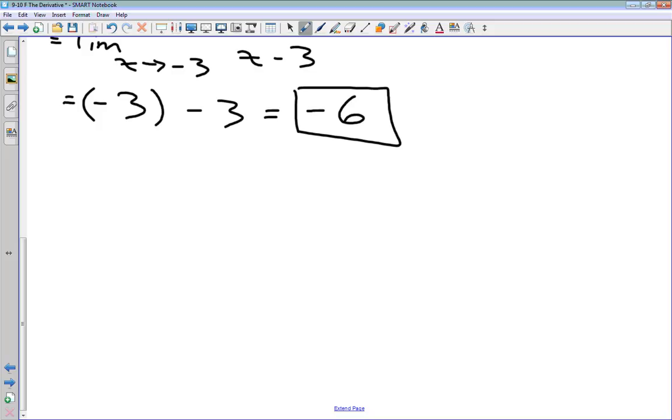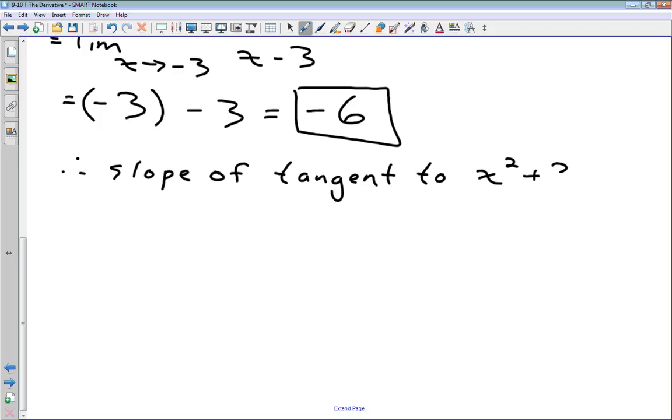So what does this represent? Well, this means that the slope of the tangent to x squared plus 3 at x equals -3 is -6. So the tangent problem says, hey, how do we find the slope of the tangent to this curve at some point? We've just answered the problem for this function at this point.